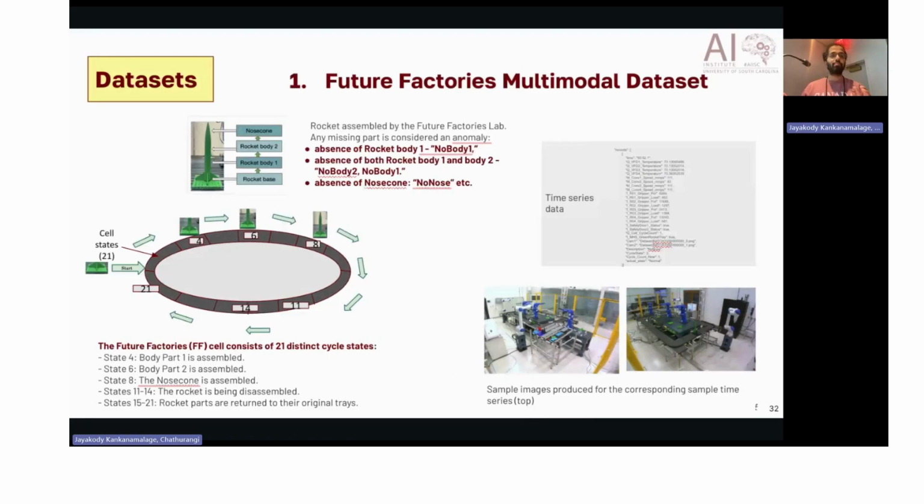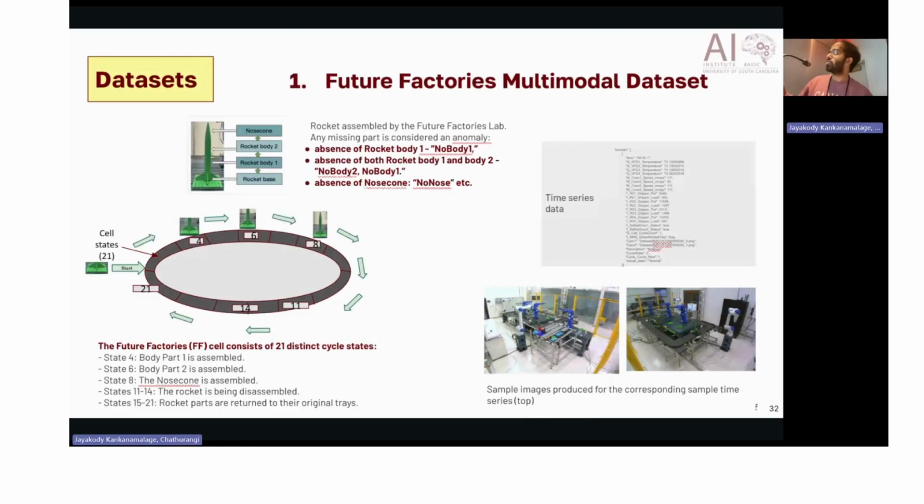So the Future Factories dataset is for toy rocket manufacturing. The toy rocket consists of essentially 4 parts: a rocket base, then rocket body 1, rocket body 2, and nosecone. We define anomalies as missing some part of the rocket. So for example, if the nosecone is missing, it is a nosecone anomaly. If rocket body 2 and nosecone are missing, then it is rocket body 2, nosecone missing, and so on. So these are the anomalies that we have.